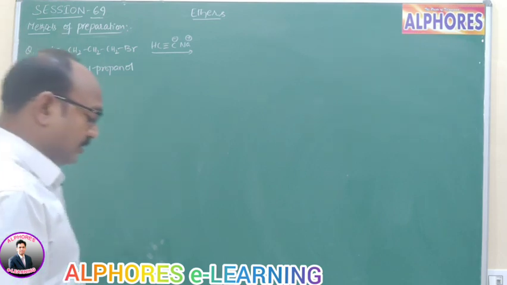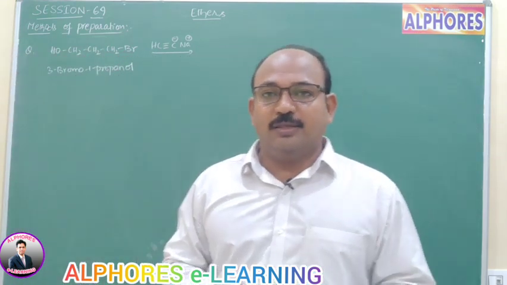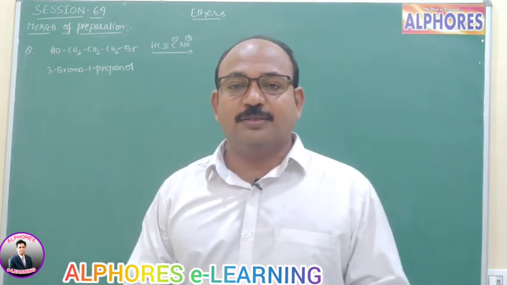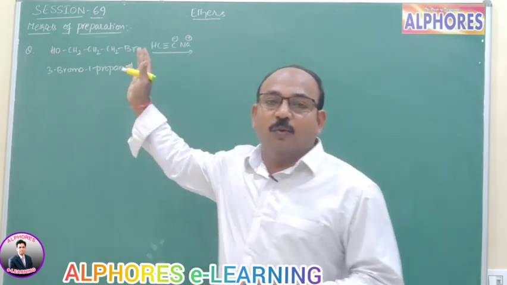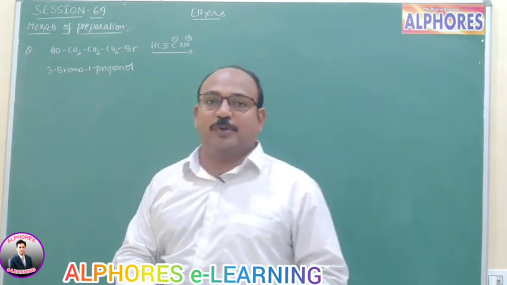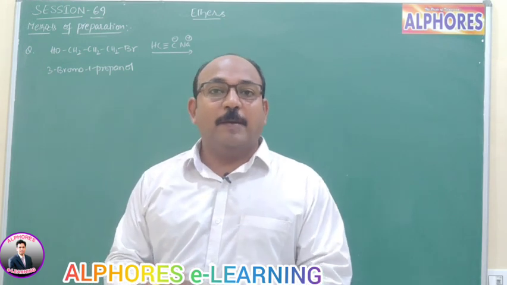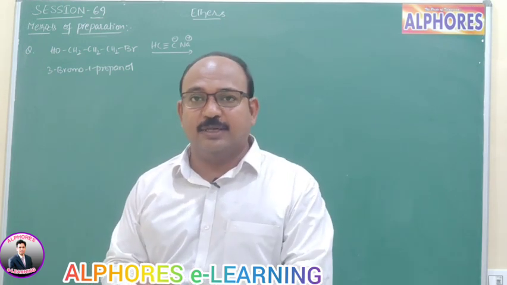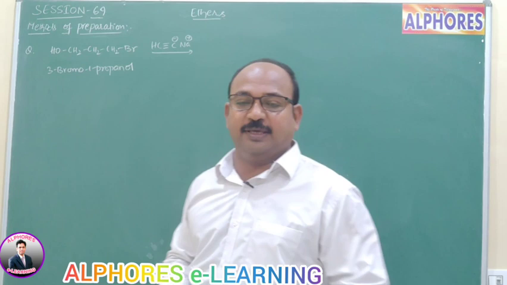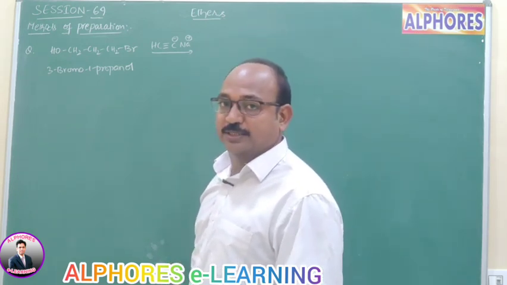Now in methods, one more: halo alcohols, like 3-bromo-1-propanol, upon reaction with metal alkylides. Let us see what reaction we are expecting and what product we are going to get.